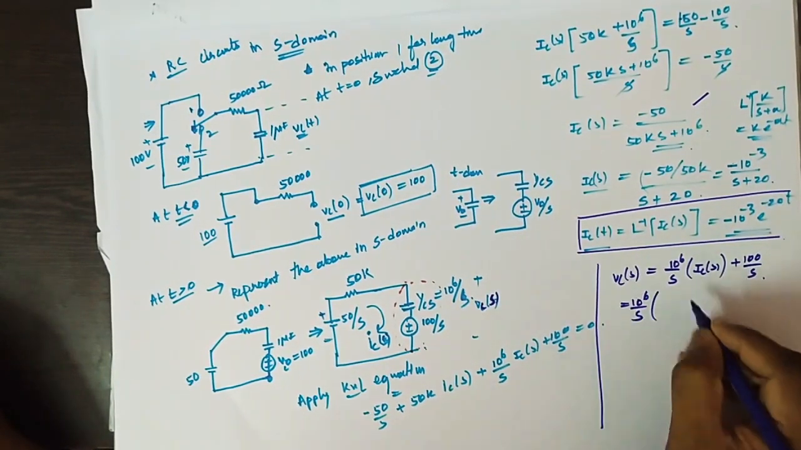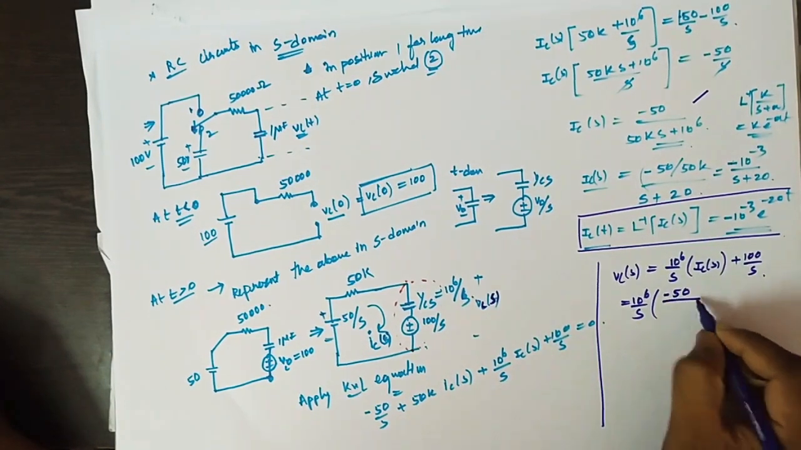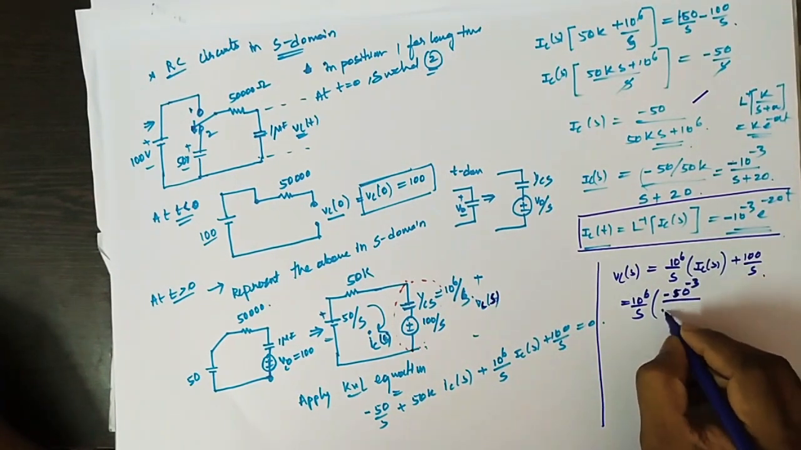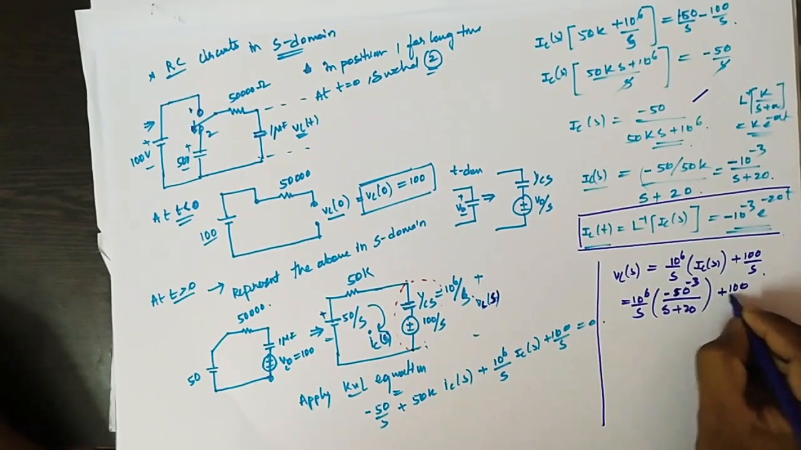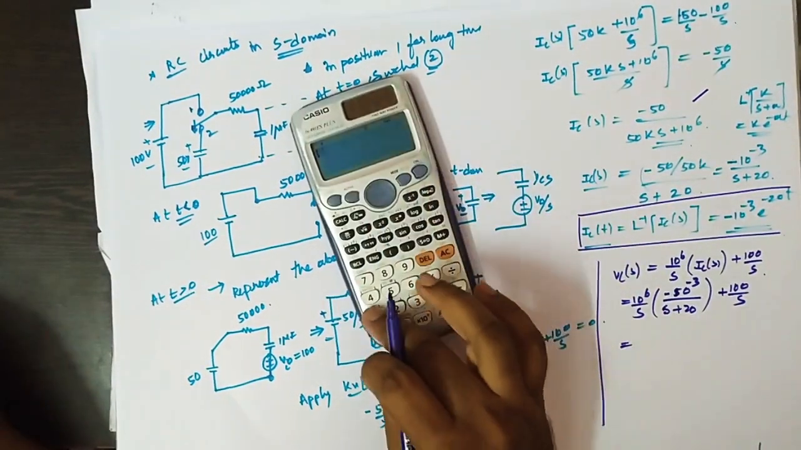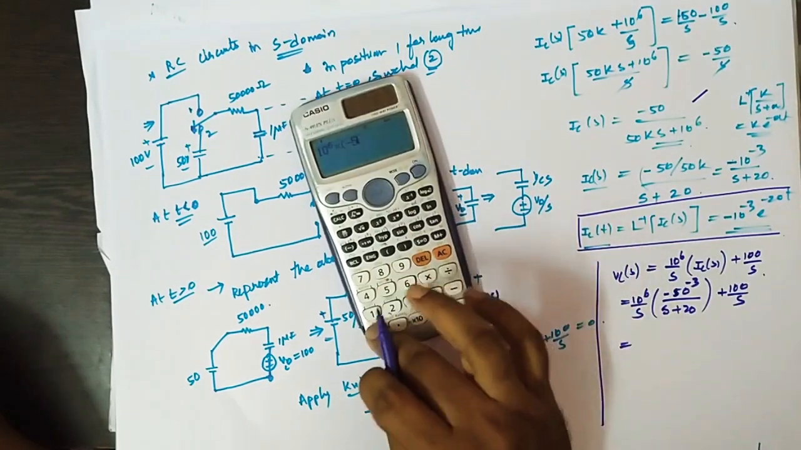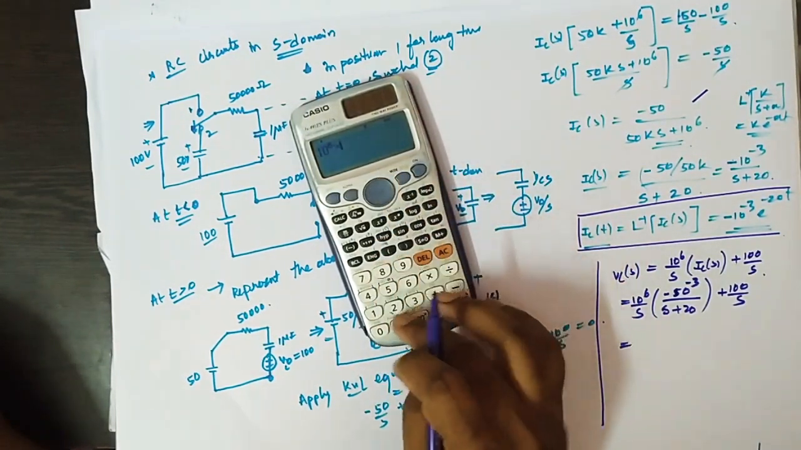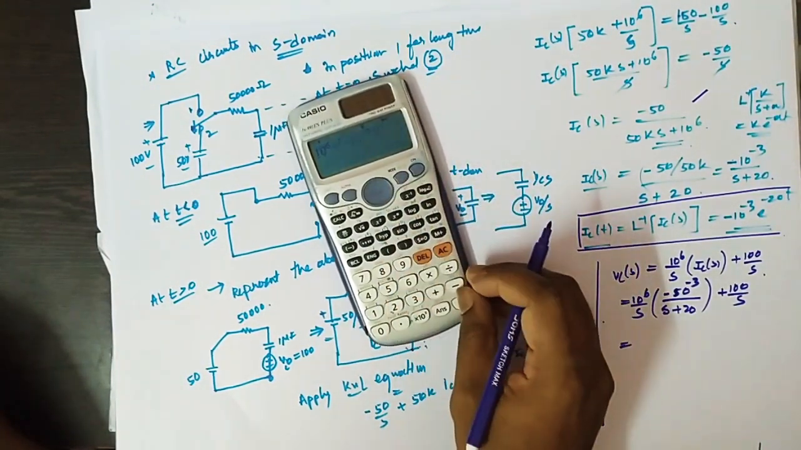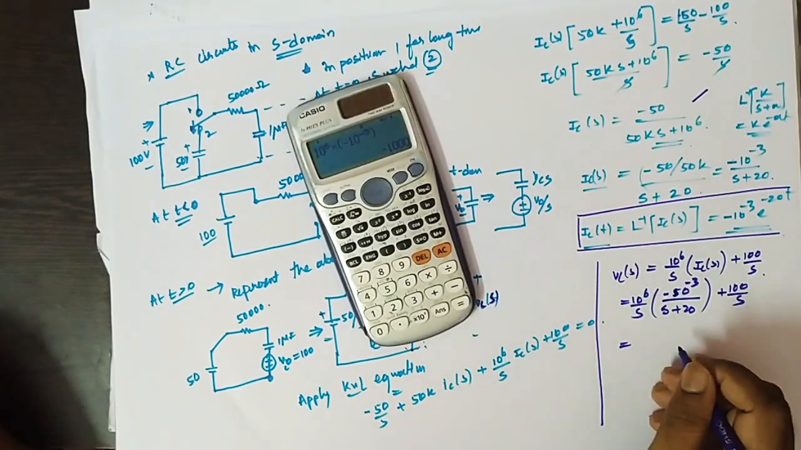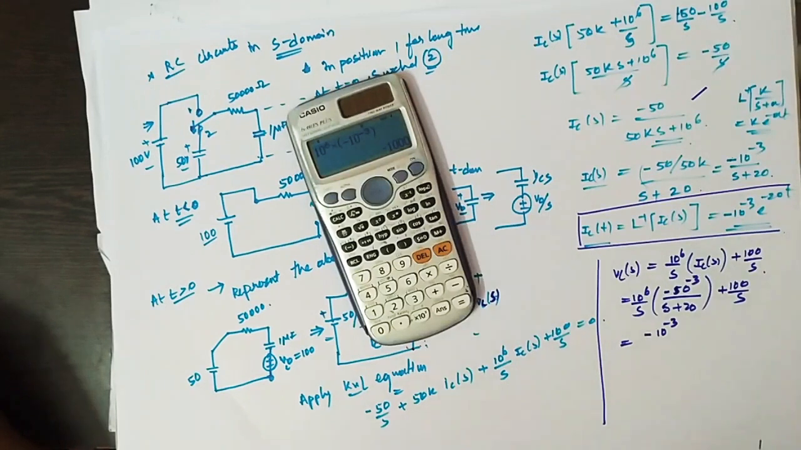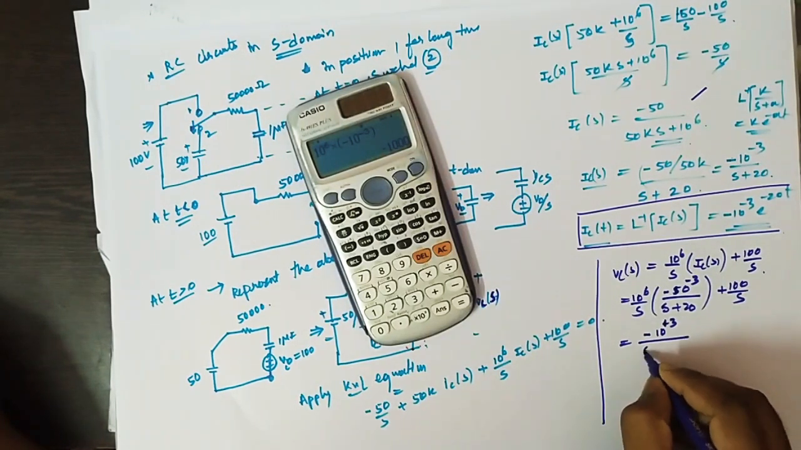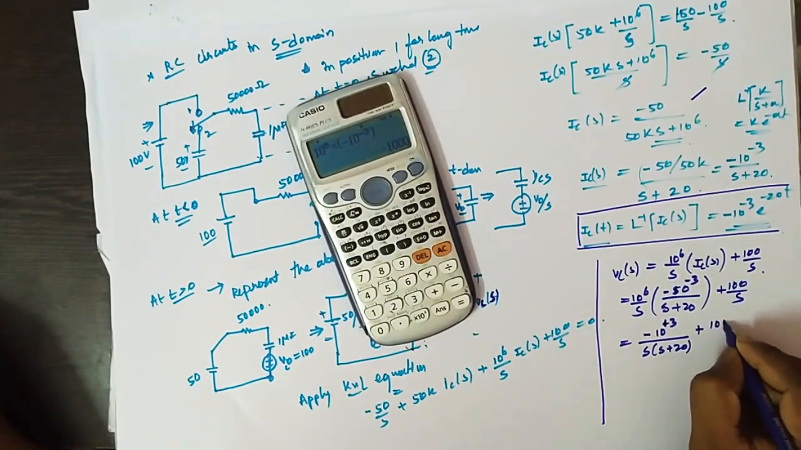So this is the Vc of s. Now 10 power 6 by S into Ic of s is this, and Ic of s is also Ic of S. We represent this here: 10 power minus 3 by S plus 20 plus 100 by S. So solving this equation, 10 power 6 into minus of 10 power minus 3, this will become minus of 10 power 3 by S into S plus 20 plus 100 by S.